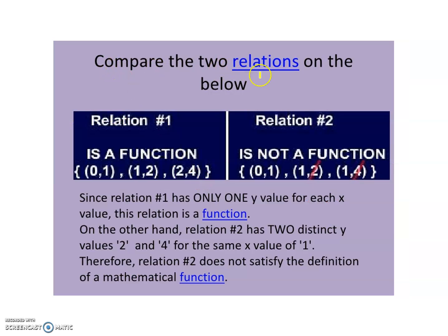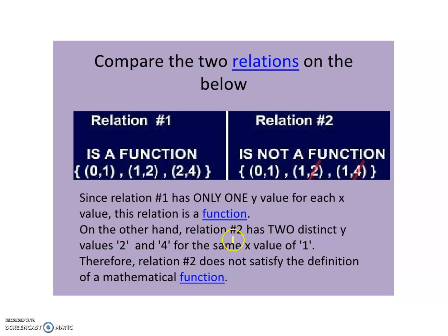Compare the relation to relation on the below. Relation 1 is a function: (0,1), (1,2), (2,4). Relation 2 is not a function because (1,2) is not equal to (1,4). Since relation 1 has only one value for each x, that relation is called a function. That means (0,1), (1,2), (2,4) each have a single value.